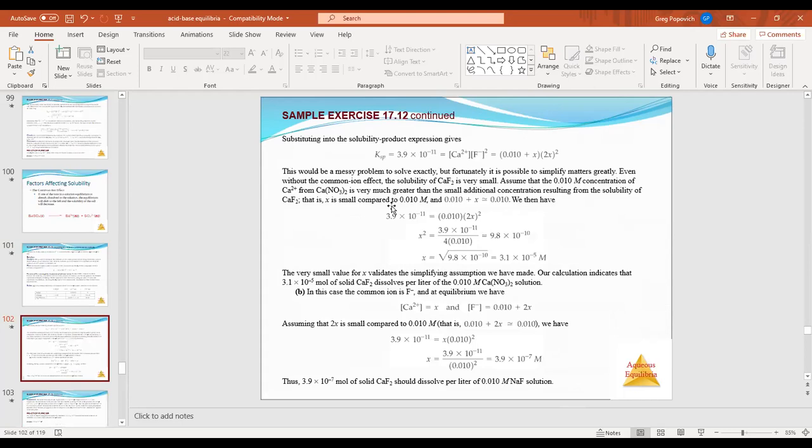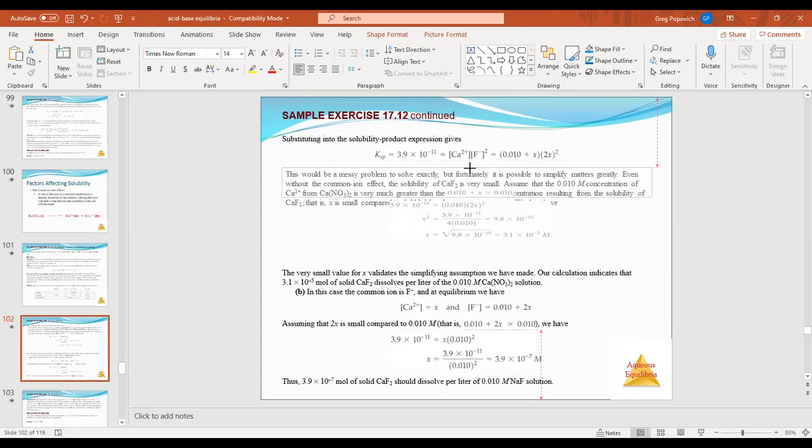Again, I know what my Ksp is. I know that my concentration of calcium is this, and my fluoride concentration at equilibrium is this. I assume X is 0 in this term. I do the math out. I get 3.1 times 10 to the minus 5th molar. That's my concentration of calcium. Therefore, that's the concentration of X. My concentration of fluoride is going to be 2 times that.